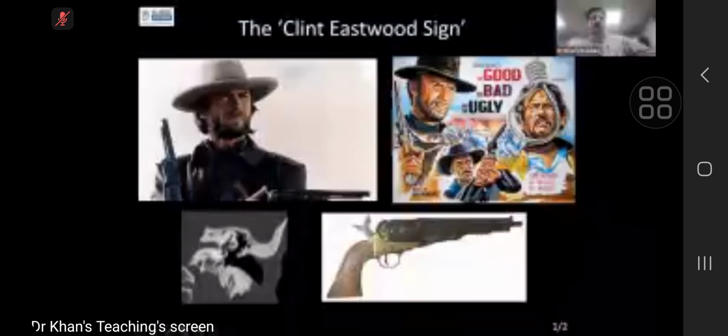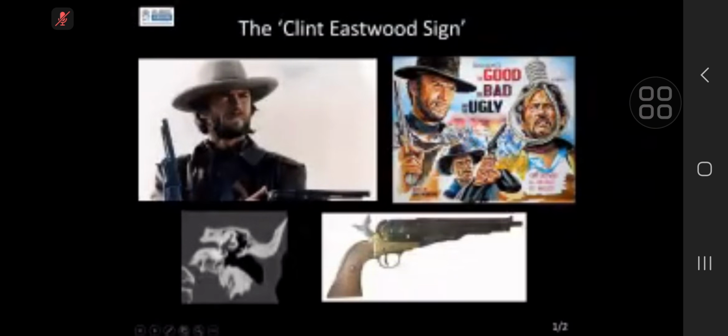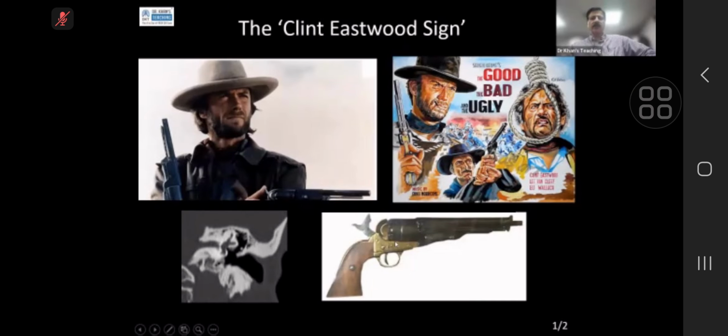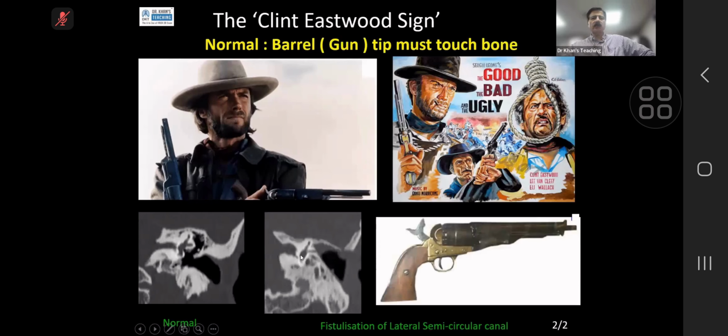This is what I call the Clint Eastwood sign. This is the old movie from 1966, The Good, the Bad and the Ugly. This is his revolver, a .357 Magnum, and this is the barrel. This barrel should touch bone. This is the hammer. This is the superior semicircular canal. And this is the vestibule. So this is the vestibule, the superior semicircular canal, and the barrel. This barrel should touch the bone. If it does not touch the bone, as in your case, this means dehiscence.